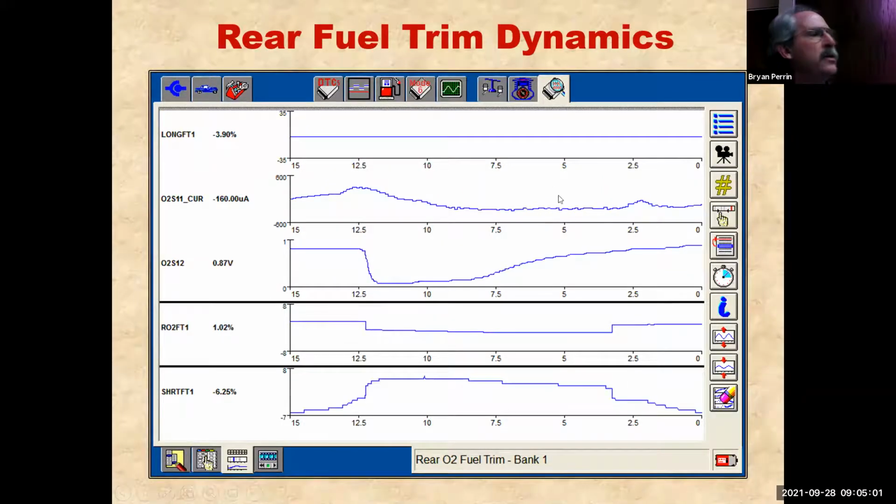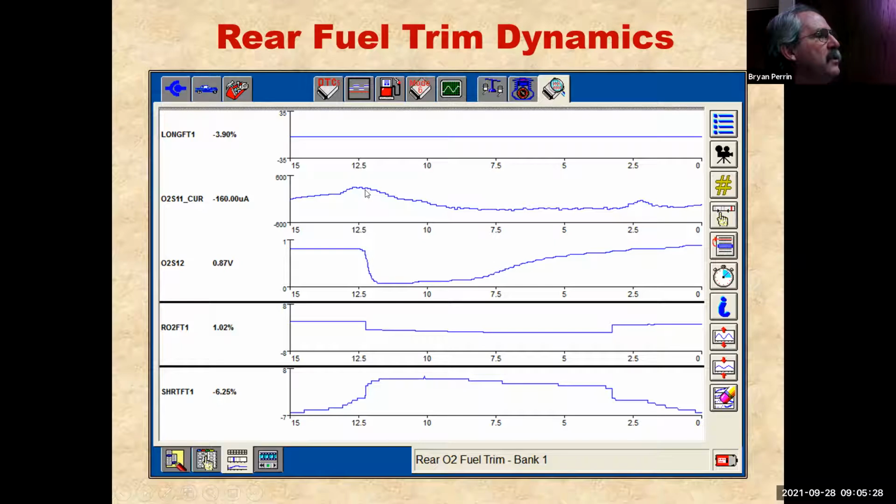So here's another example from Ford. And so here I have my long-term fuel trim. You can see it's not changing at all. Here is my front sensor. Here's my rear sensor. So my front sensor, it's going lean, lean, lean, lean. My rear sensor, which is rich, drops. As soon as it drops, rear fuel trim goes negative, meaning we want to spend more time rich.